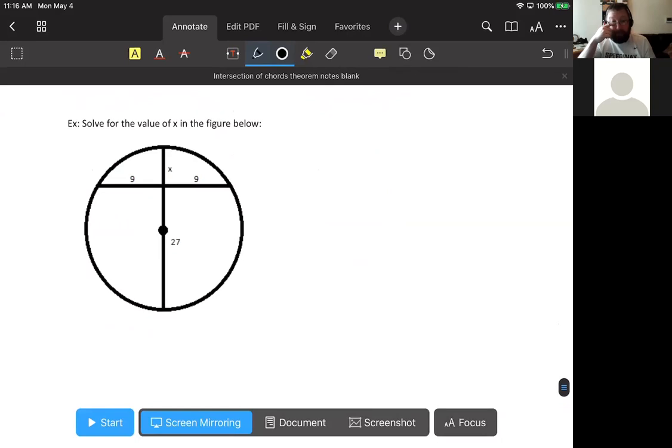Okay, again, this one looks different, and we can't get confused by things that look different, okay? What we've got here is a chord, which we'll use blue for, the chord here marked 9 and 9, and then we have a diameter. Well, diameters, their endpoints are still on the circle, so that is still a chord. It does not matter that it passes through the center. That changes absolutely nothing. Okay, all diameters are still chords.